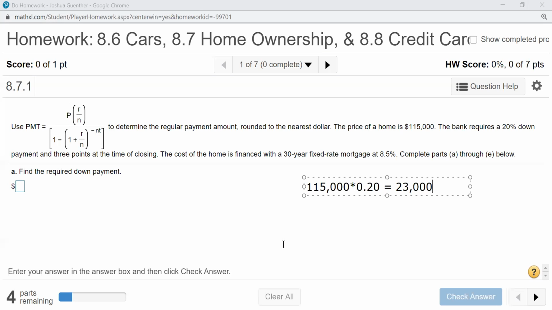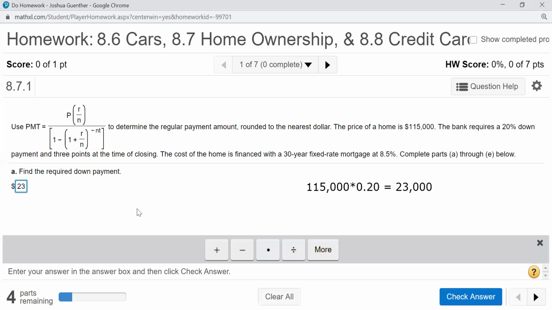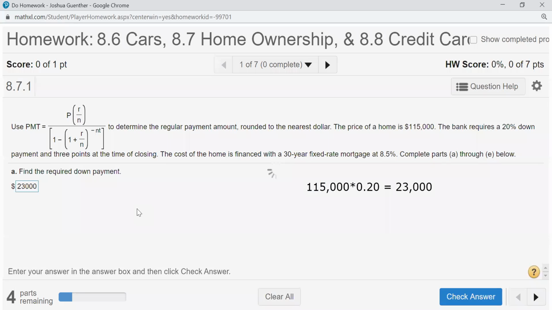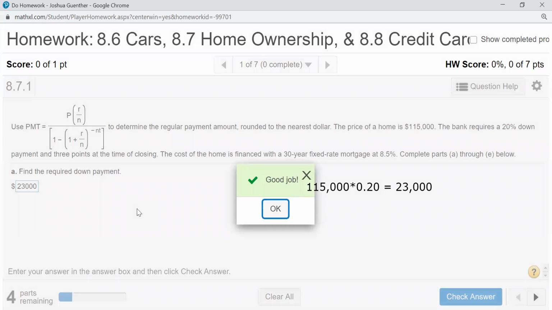Yep. So first of all, you've got to make a payment of $23,000 right away to buy this home. That's why it's not easy to buy a home, because you already have to walk in with a pretty nice chunk of change. 23 grand is nothing to sneeze at.